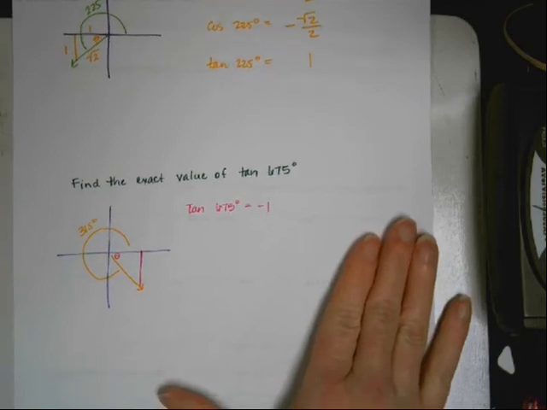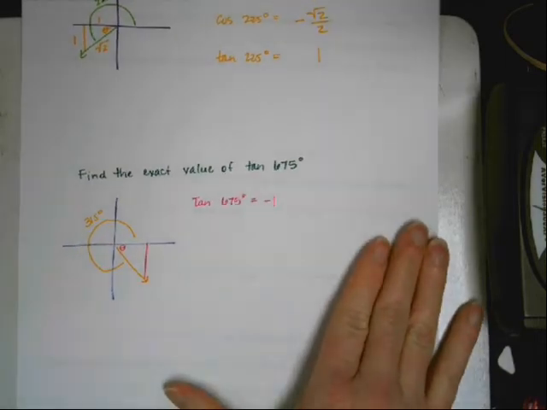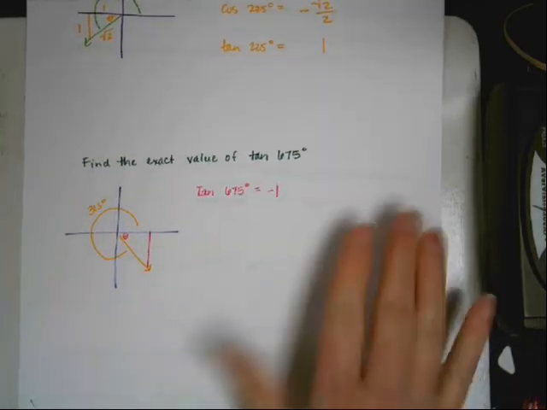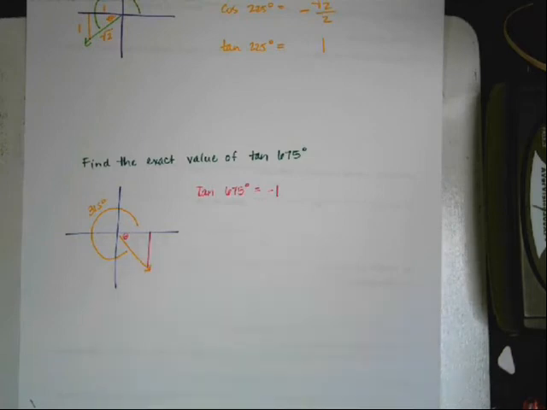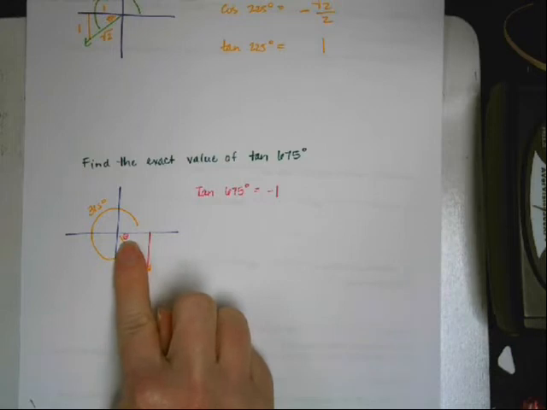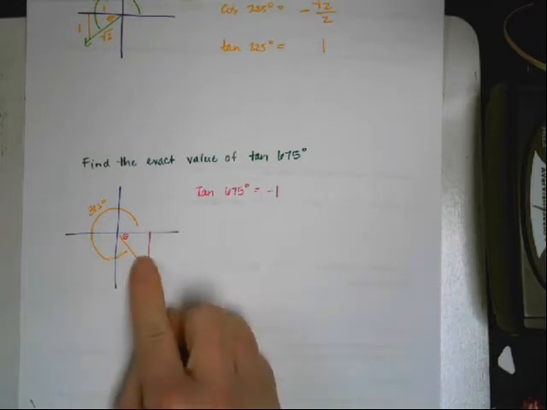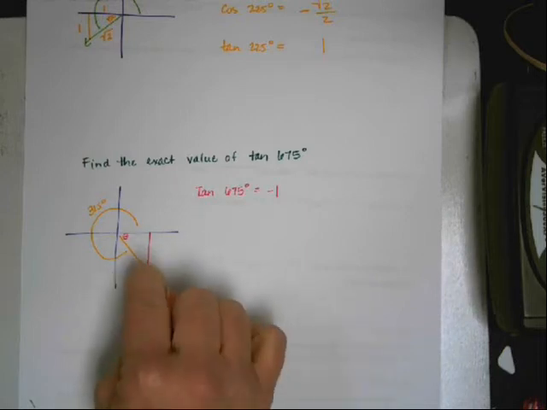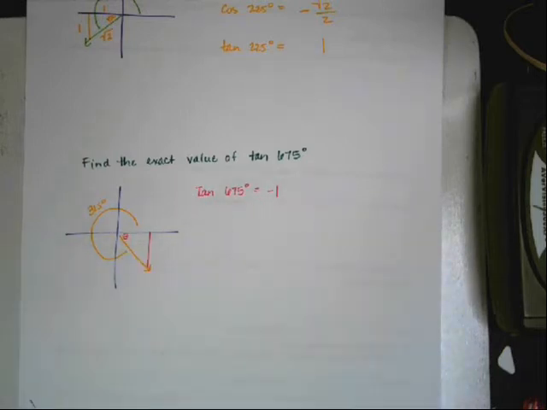All right, so I subtracted from 360. That gave me 315. So 315 ends in quadrant 4. I drew a triangle back to the x-axis. My reference angle is 45 again, because that would complete the circle. So it's a 45, 45, 90. Tangent over 45, 45, 90 is 1. But in quadrant 4, tangent is negative, so I got negative 1.